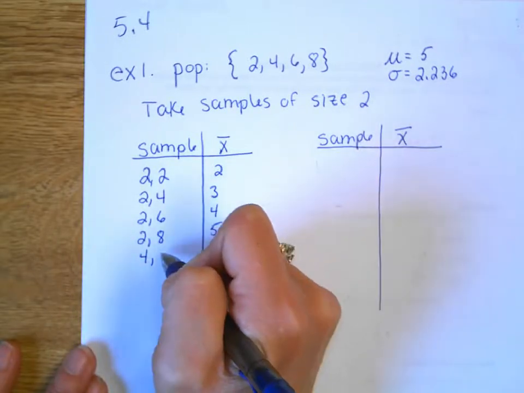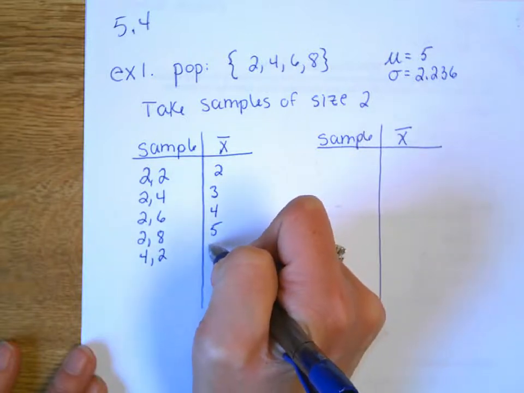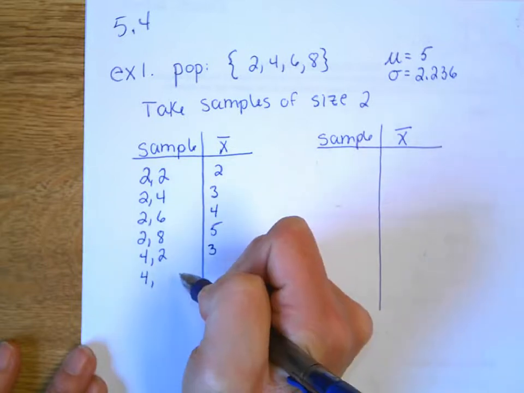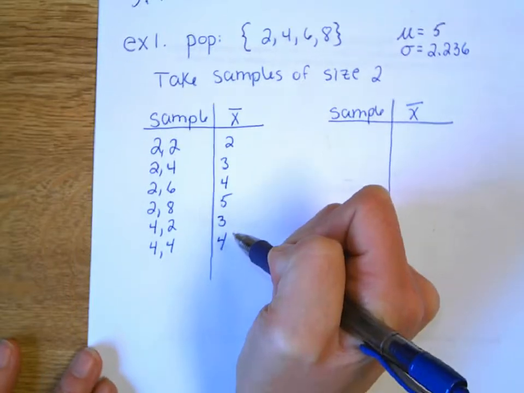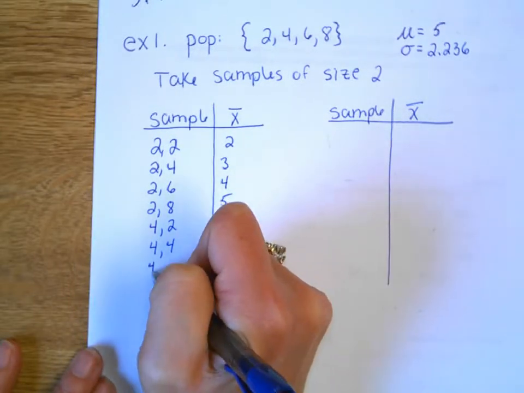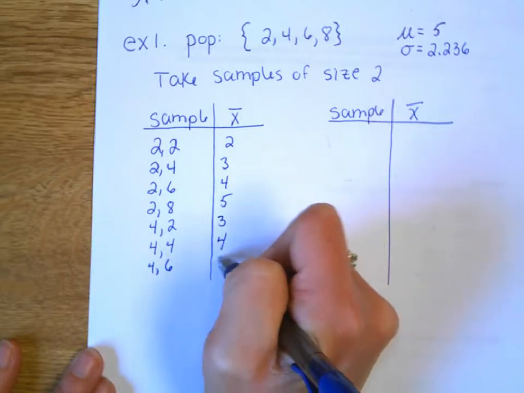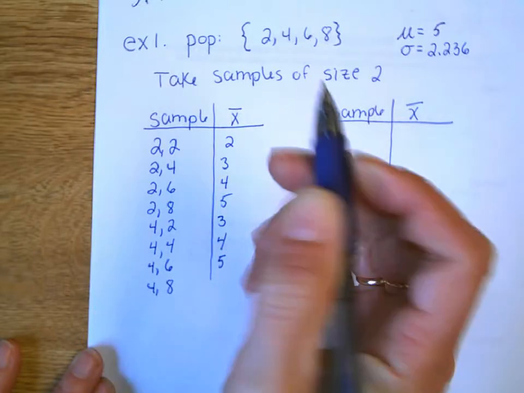And what with the 4? 2. What's that average? 2. No, 3. 4 with 4. Average being 4. 4 with 6. Average being 5. And 4 with... Why are you doing 4s?